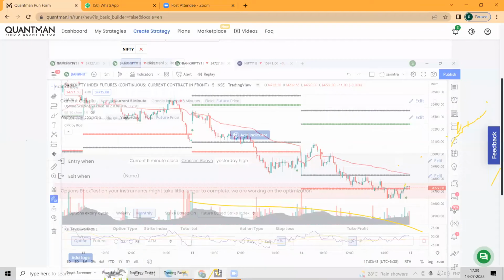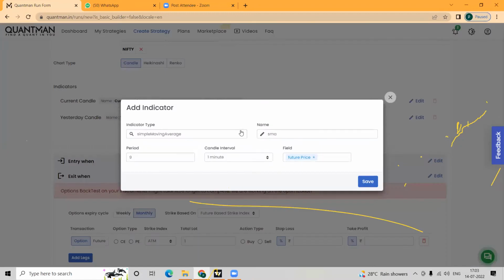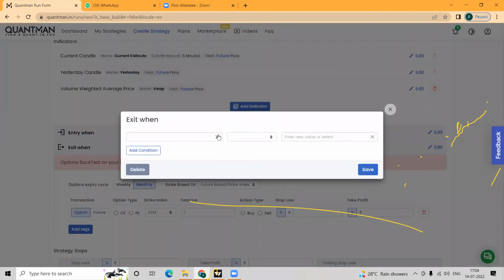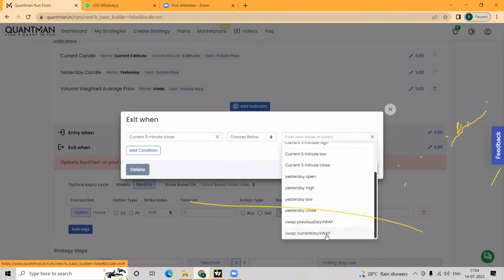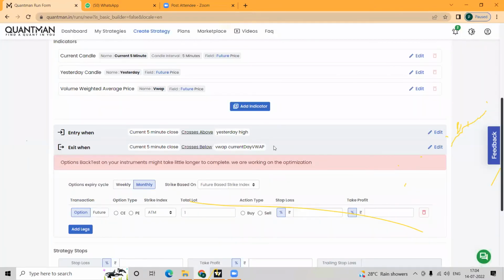So what entry conditions are we giving? The 5-minute candle close price crosses above yesterday's high. What is the exit? VWAP. So we have to add one more indicator called VWAP. If the 5-minute candle price crosses above yesterday's high, I'm going to buy. What is the exit? The current 5-minute candle close price crosses below VWAP. Current day VWAP, we are giving; yesterday's VWAP is also used by a lot of traders, but for simplicity's sake, I am giving current day VWAP. So this is the entry, this is the exit.